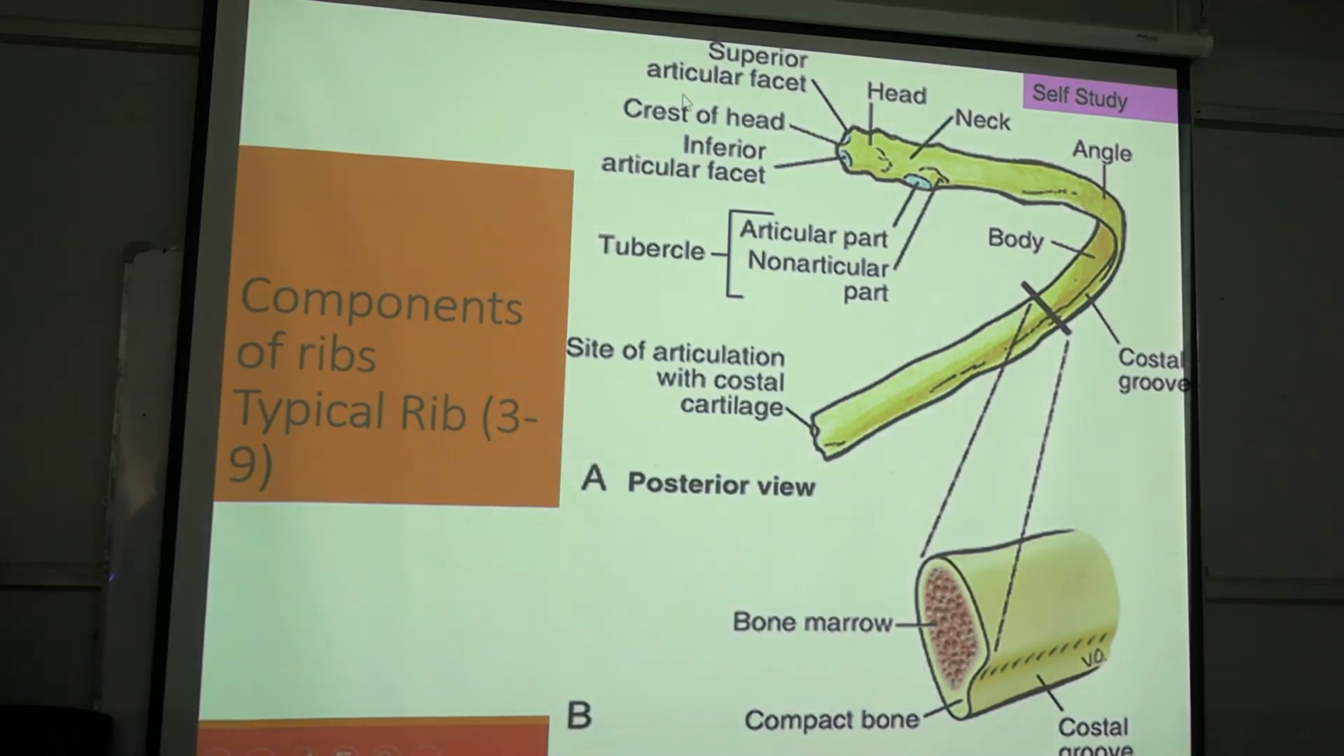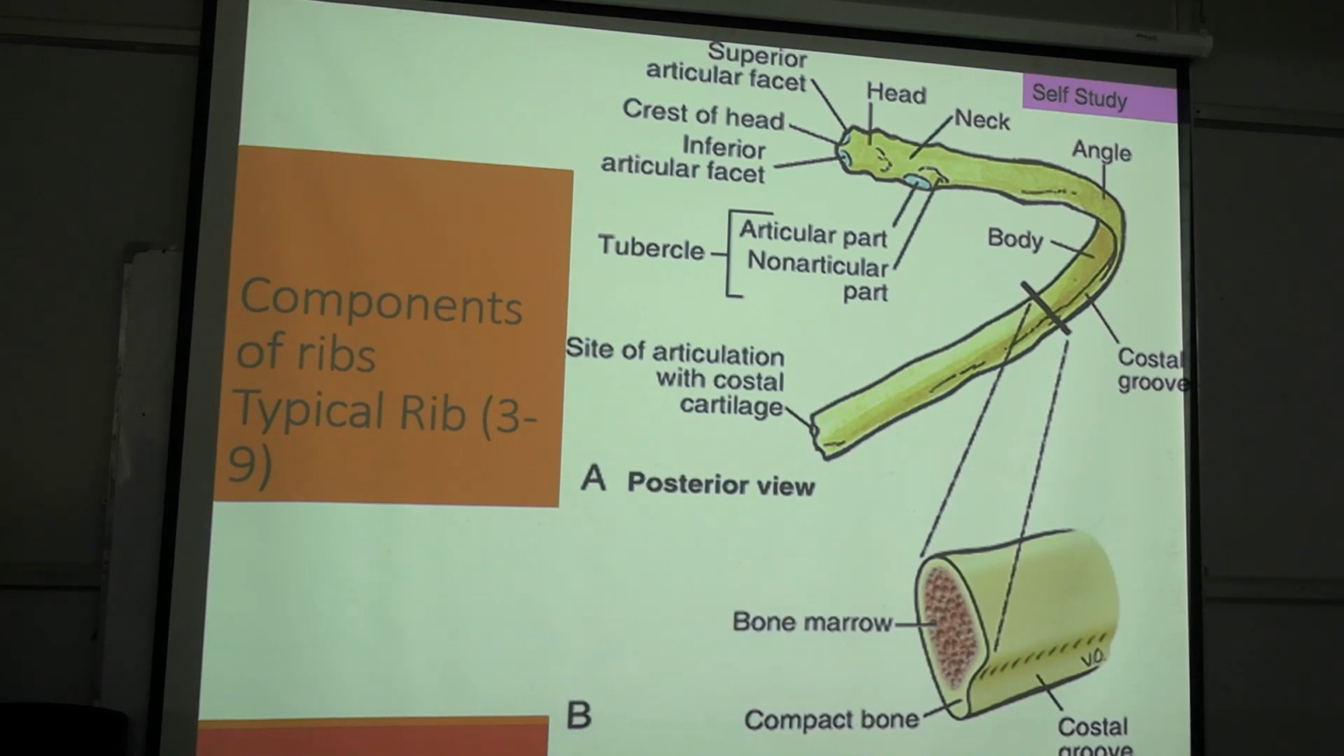So these facets on the head are for articulation with the vertebral body or the sides of the vertebral body. The joint made is the costovertebral joint, alright. These costovertebral joints have a particular pattern: an inferior facet and a superior facet. The inferior facet articulates with the same number vertebra.